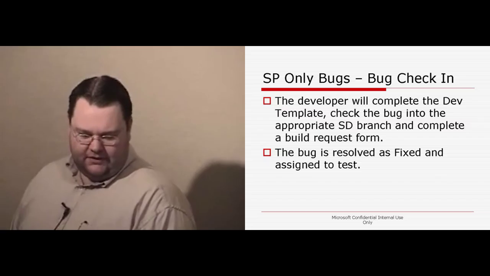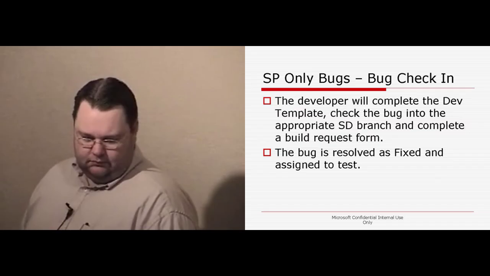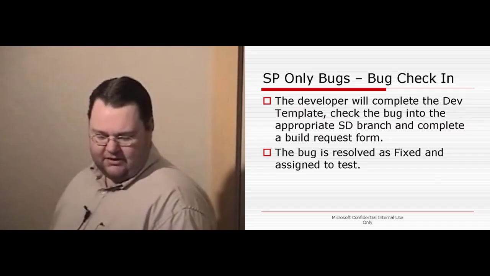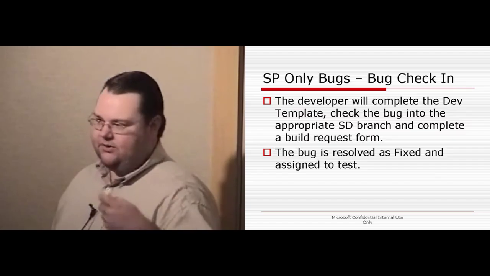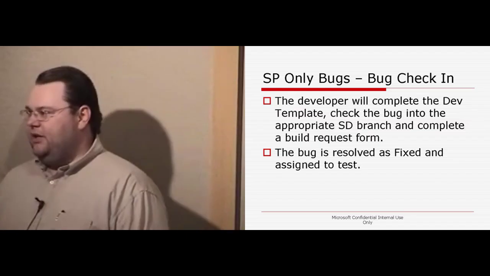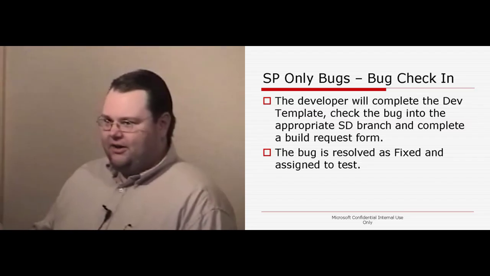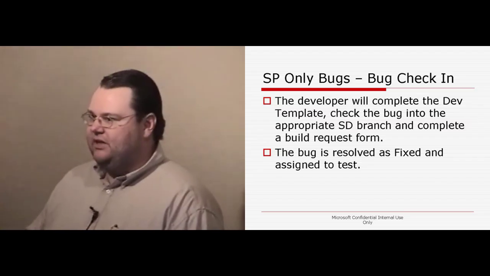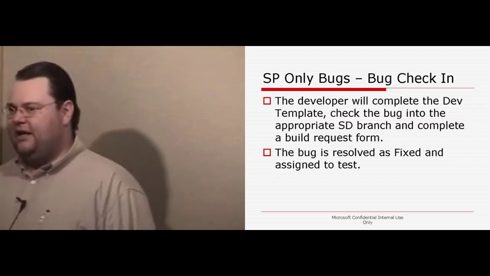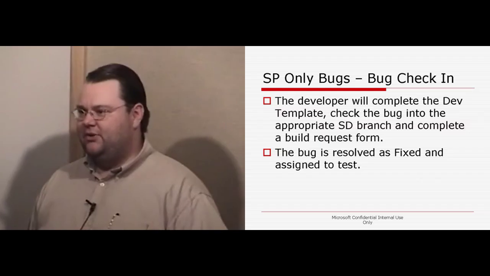The bug gets resolved as fixed, and it gets assigned back to test. Sorry, I think I skipped a step here. When it gets resolved as fixed, it gets sent back to test. The tester will wait until that build. There's a website that I'm sure will be covered later in the week, the build team's website, where you can type in a bug number and it'll tell you what build of the service pack it came out in. That's how you know that your build's available and that it's ready.